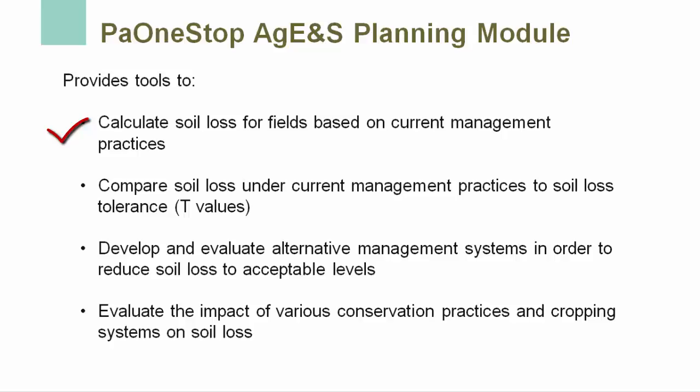The very first thing it does, and most importantly, is it calculates soil loss for each field based upon the current management practices in place for that field. Soil losses under current management practices can then be compared to the soil loss tolerance values. If the soil loss under current management is less than the T value or equal to the T value, no changes may be needed for that farm. If soil loss values are significantly higher than the T values, then PAOneStop allows the user to develop and evaluate alternative management systems in order to reduce soil loss to acceptable levels.